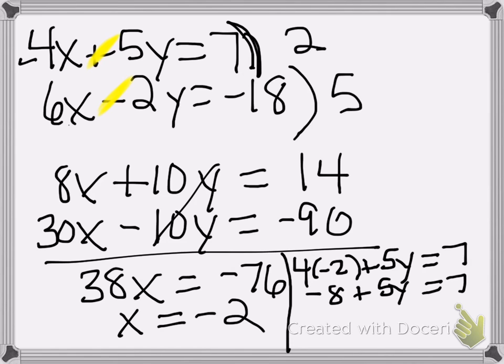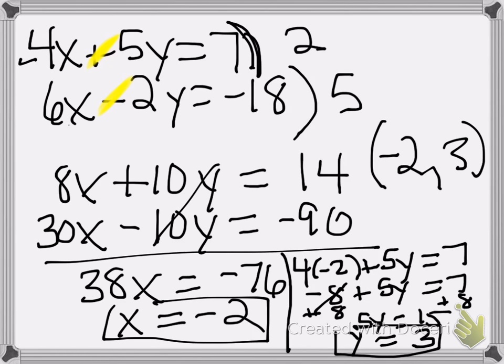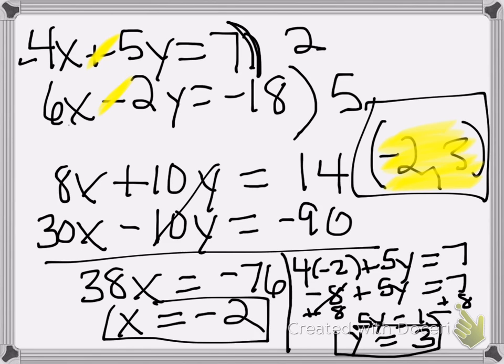Now I need to add 8 to both sides. So I have 5y equals 15. So y is 3. And there are my two values that I was looking for. I'm going to put them in a big ordered pair and highlight them for you. -2 and positive 3. Now let's highlight it. Okay, because that's our answer, and we'll put a big box around it. So (-2, 3) is a solution to our system.